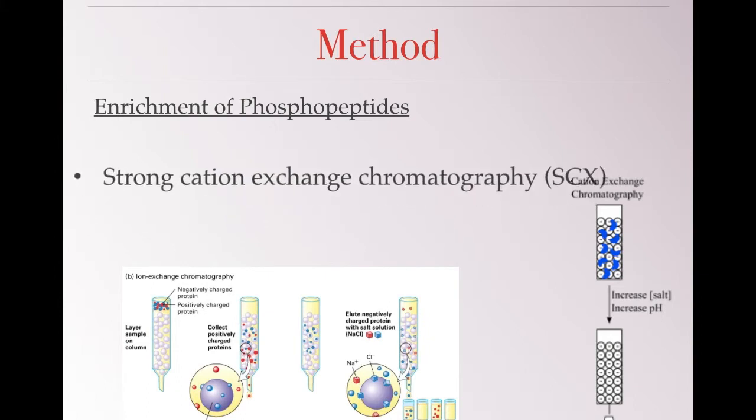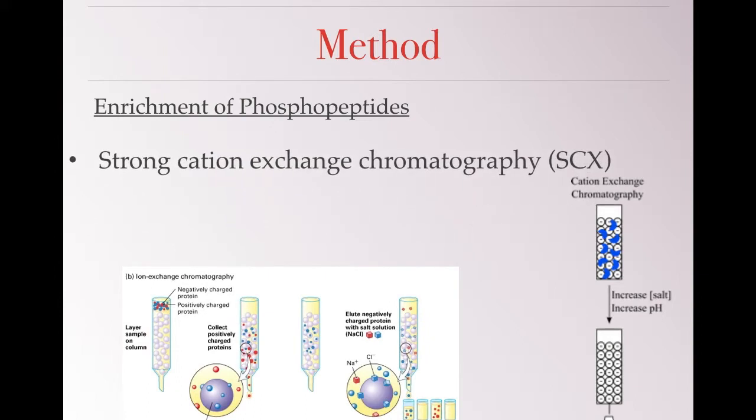SCX separates peptides by their solution charge state. When performed at a pH below the pKa for the acidic amino acids, only phosphorylated amino acids can contribute a negative charge, and a given phosphopeptide will elute earlier than its unphosphorylated form, concentrating phosphopeptides in the earliest fractions.